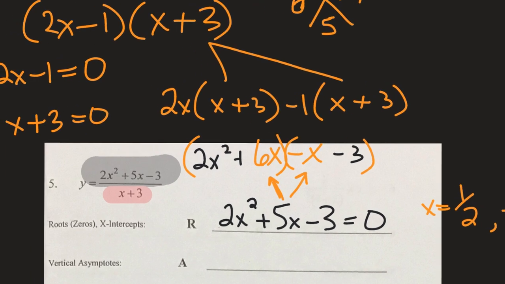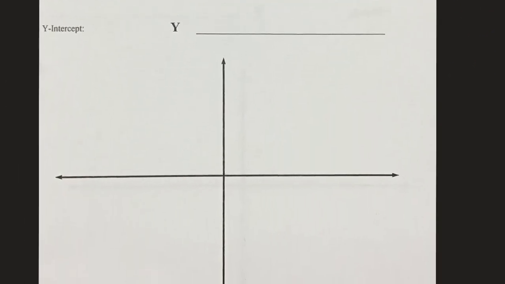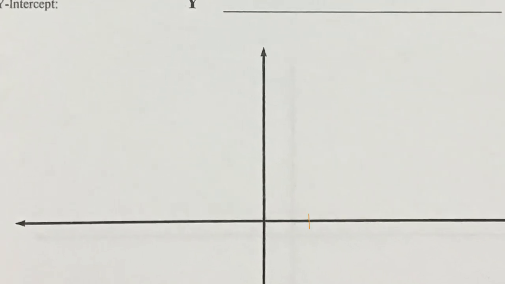Okay, let's look at our vertical asymptotes. That just comes from your denominator. X plus 3 equals 0. So x equals negative 3. So let's go down and put these on your axes down here. We have an x-intercept of 1/2. So if that's positive 1, then positive 1/2 is right in there. And then we have negative 1, negative 2, negative 3 is your other x-intercept. And then we have your asymptote that also runs through negative 3.